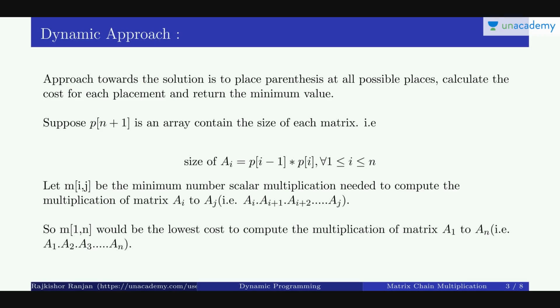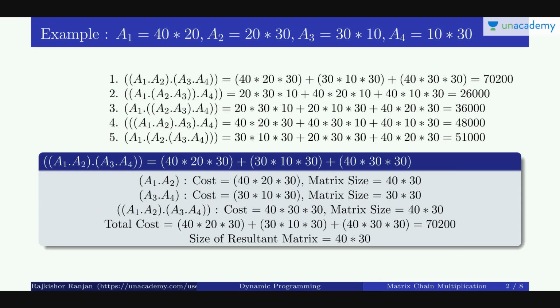The approach toward the solution is to place parentheses at all possible places, calculate the cost for each placement and return the minimum value. If we see the multiplication of a1, a2, a3, a4, then here we are placing the parentheses at different places so that we can find all the ways for the multiplication of a1, a2, a3, a4.